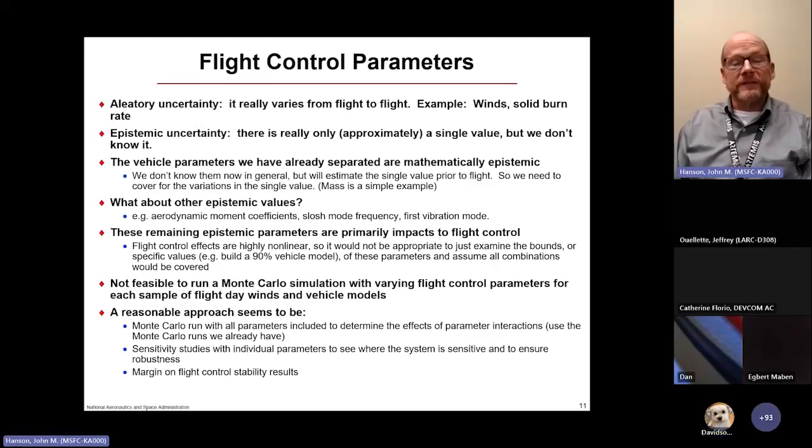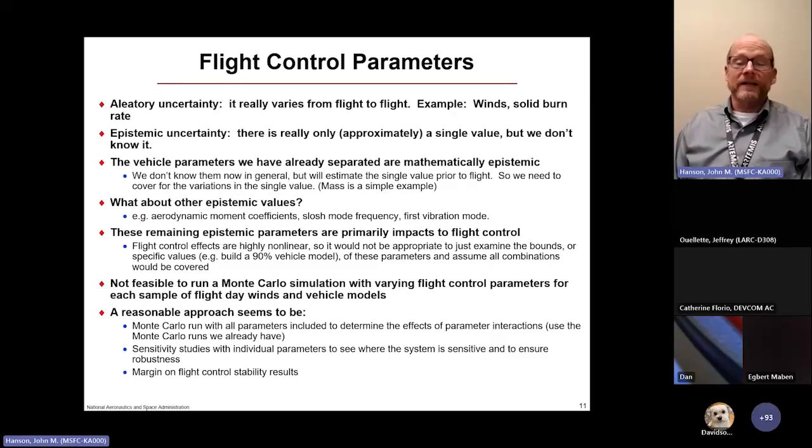But there's other values like aerodynamic moment coefficients, slosh mode frequencies of the propellant, the first vibration mode. These are things that we also estimate prior to flight, but there's uncertainties in all of those. And they are primarily effects to flight control. So if we run this simulation with the other things, they don't impact as much. Things like how much mass you get to orbit or what your maximum dynamic pressure is. That's more influenced by the accelerations.